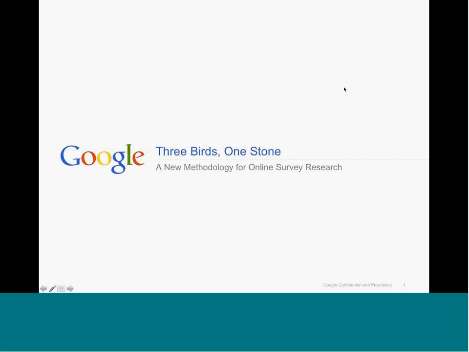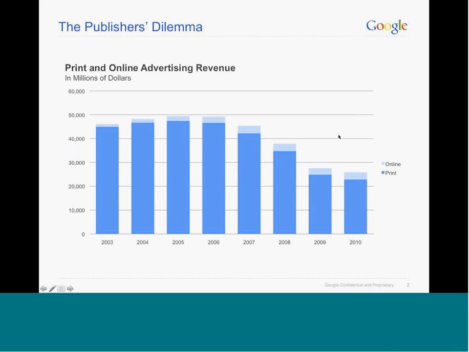So hopefully you can all see the home screen of the PowerPoint presentation. It says 3 birds, 1 stone. You'll see in a moment why we call it presentation 3 birds, 1 stone, and really it's about solving problems for 3 different constituents with 1 product, which is really what we're doing with Google Consumer Surveys. So I'm going to dive right in and actually move forward 1 slide.